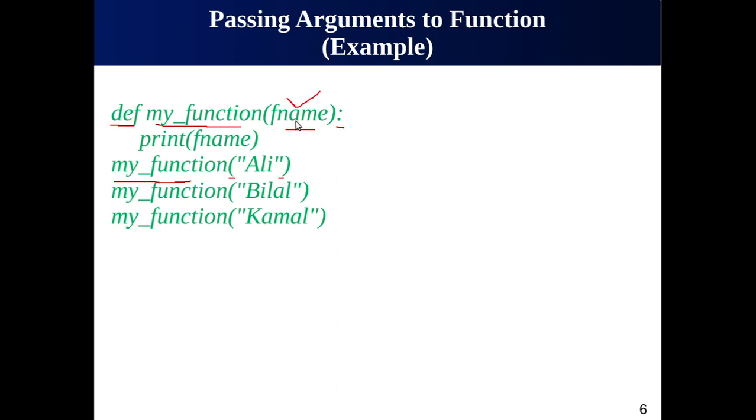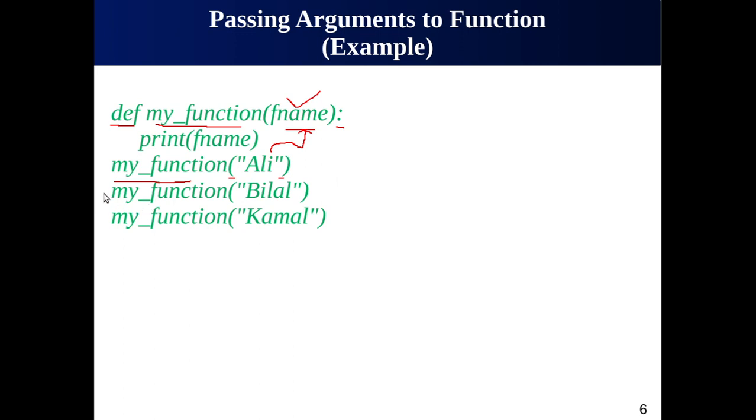But in this case, this function requires an argument to be provided. Whenever you want to call this function, you have to provide it with an argument. In this case, the argument is Ali. The value will be assigned to this parameter or this variable, which is represented by fname.